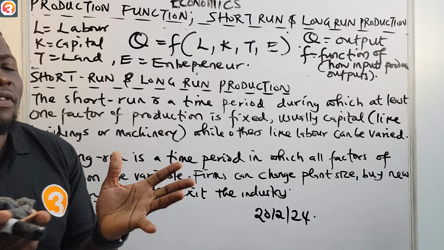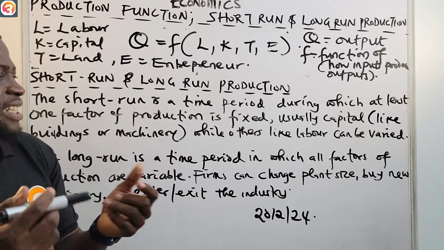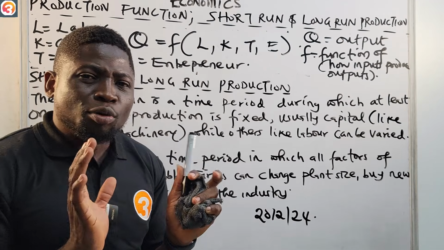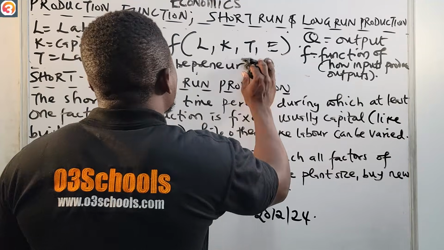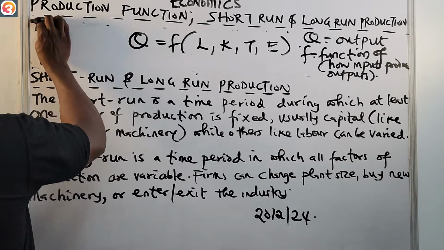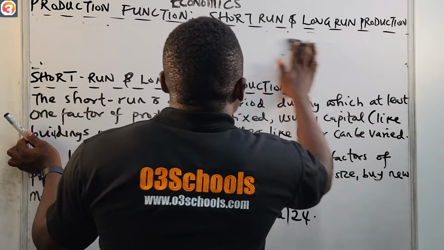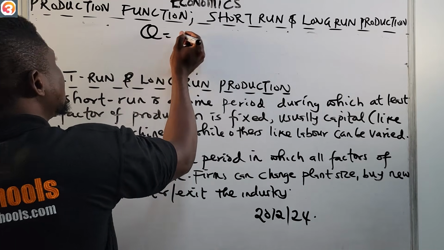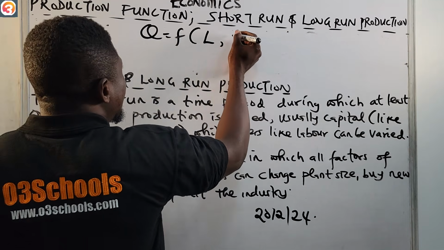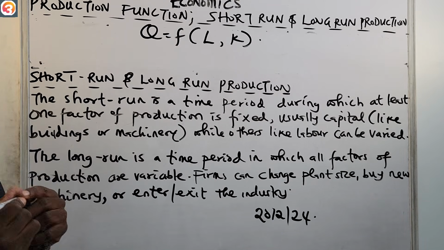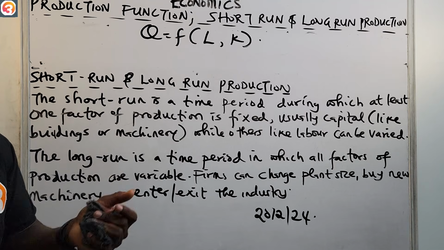But if a factory, for example, uses only labor and capital, the production function will now be Q, a function of labor and capital. This will now be the production function.